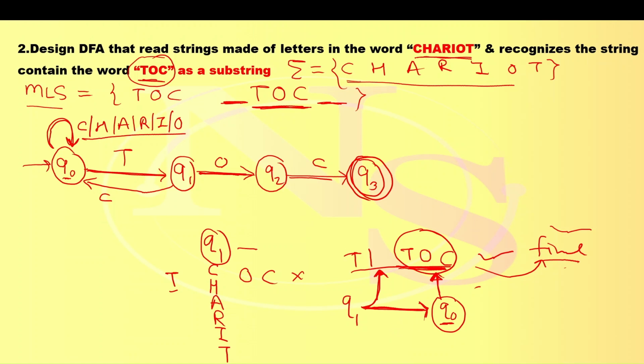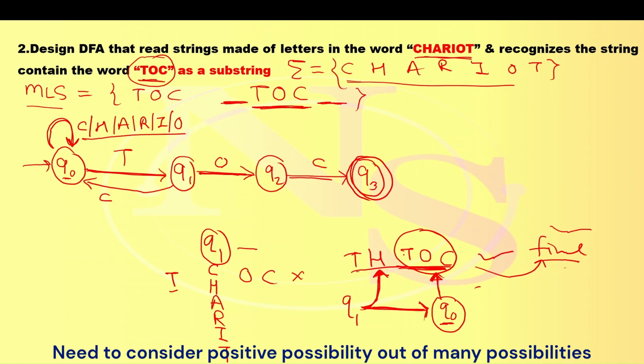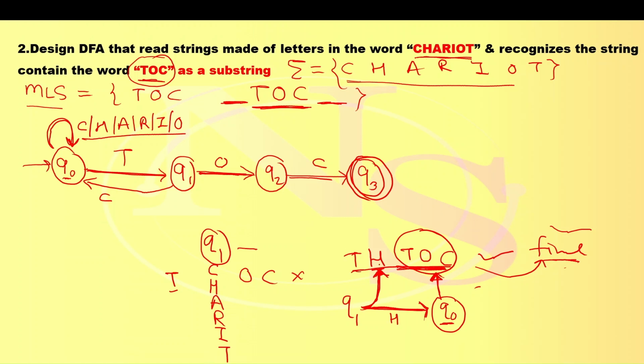If I write here H, see TH TOC. At this moment Q1 is trying to find transition for H, but after reading H, what is the next symbol? We don't know. But we need to consider all the positive possible cases, because if it's a valid string, it should get accepted. If it's invalid, it's okay, it will not get accepted, but valid should go to the final state. Hence I am making the invalid string valid. After reading the T, finding for H, and directly writing here TOC, because by considering H I cannot write TOC, so I am writing here TOC directly.